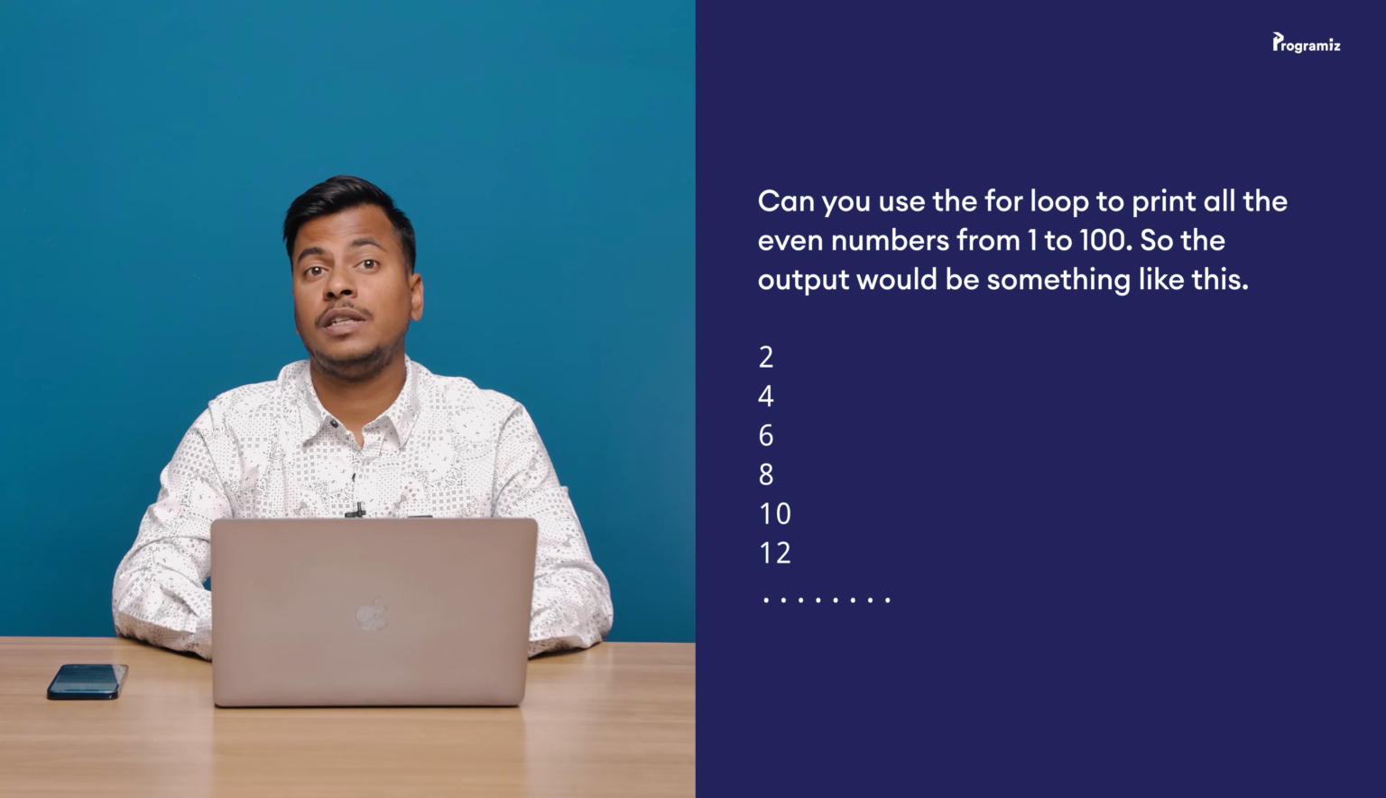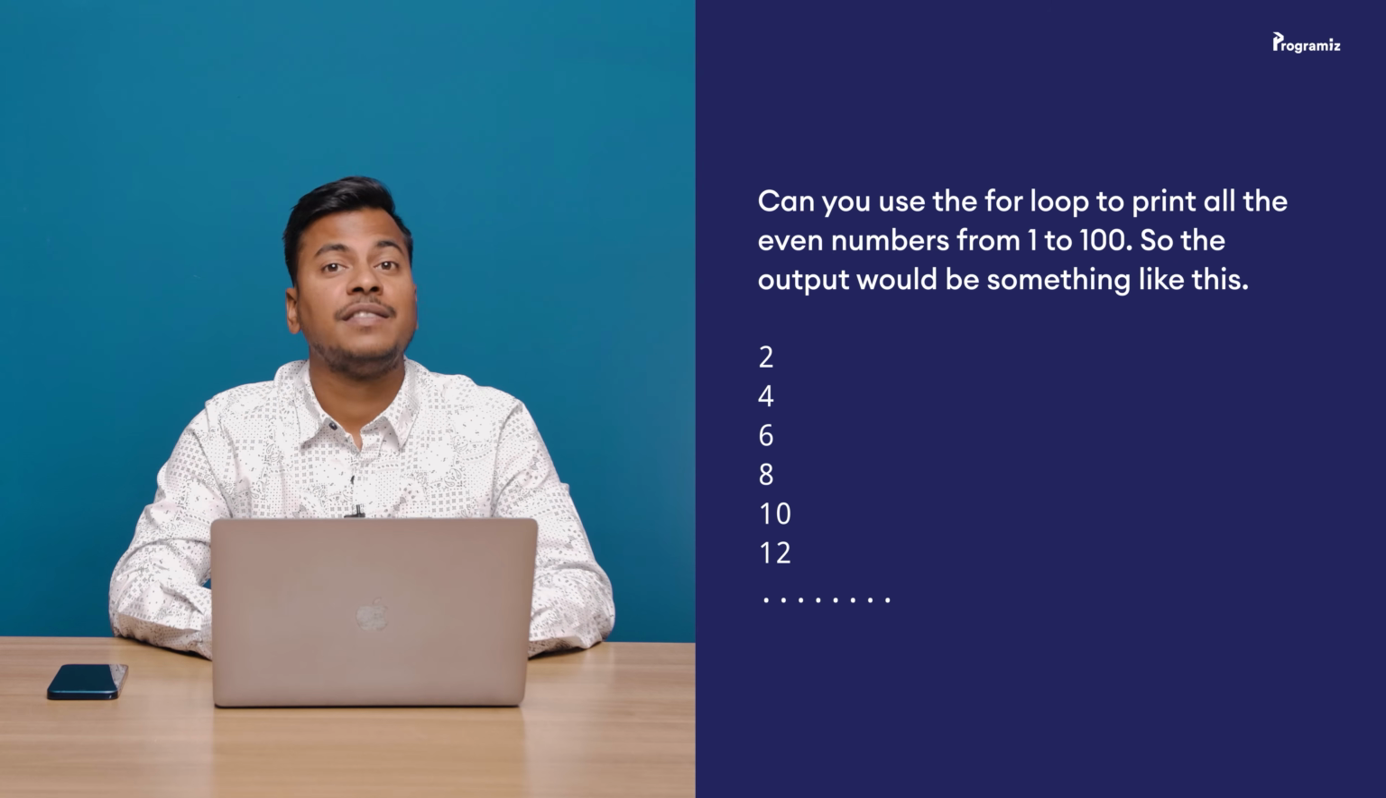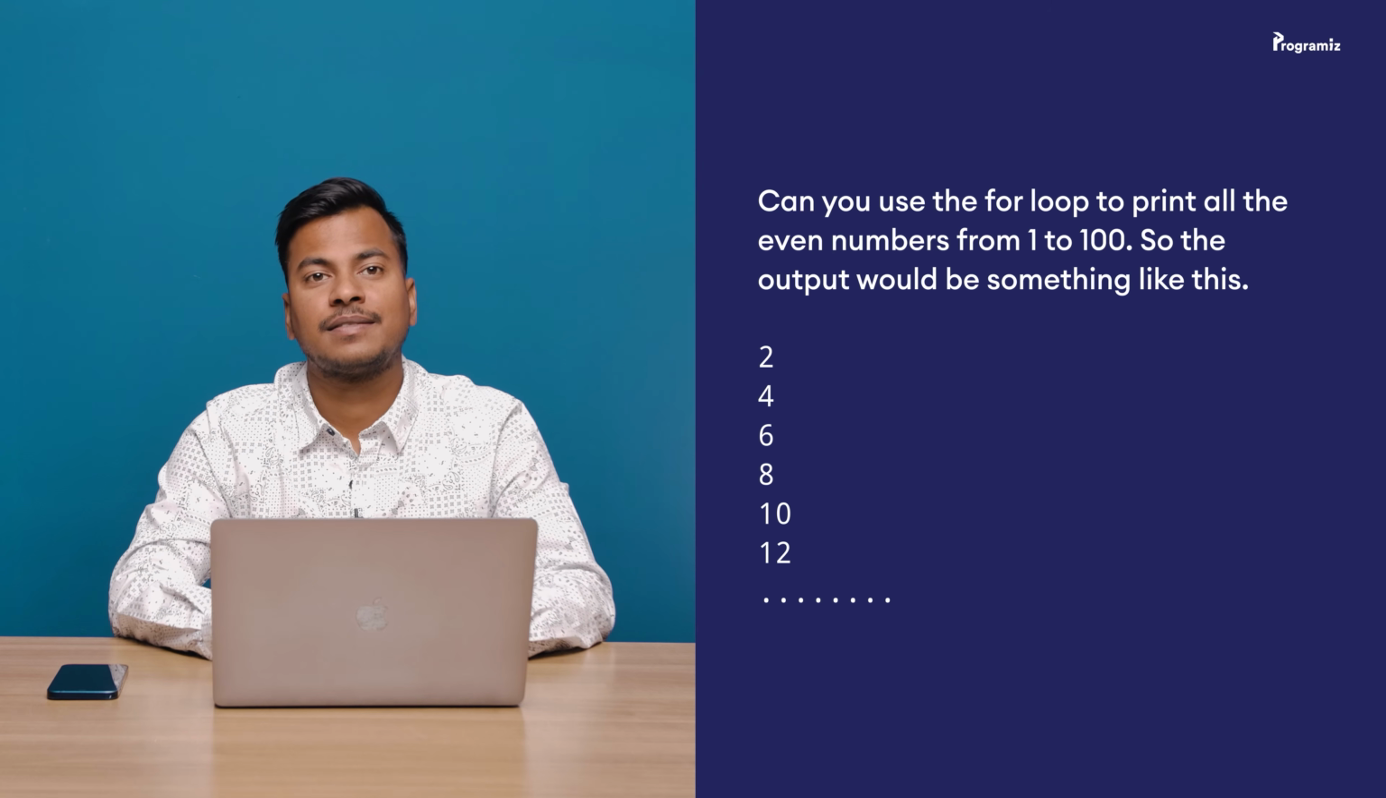Now to practice what we've learned, here's a programming task for you. Can you use the for loop to print all the even numbers from 1 to 100? The output would be something like this.